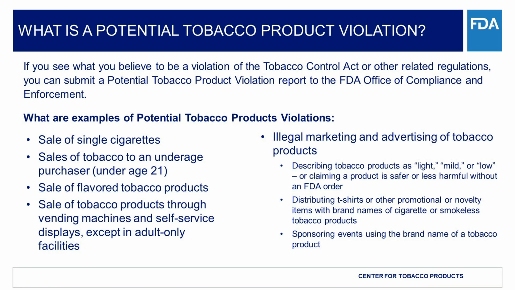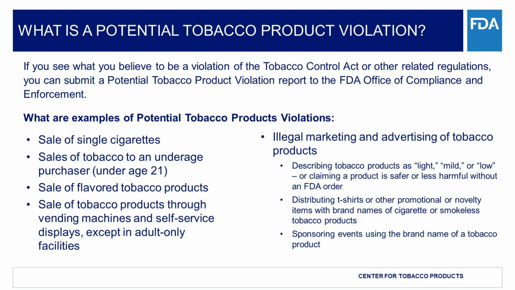What is a potential tobacco product violation, and why would you want to report it? The Tobacco Control Act and related regulations give FDA tools to help keep tobacco out of the hands of America's youth. The public plays a crucial role in helping FDA enforce these tobacco regulations. So, what is a potential tobacco product violation? If you see what you believe to be a violation of the Tobacco Control Act or other related regulations, you can submit a potential tobacco product violation report to the FDA Office of Compliance and Enforcement.